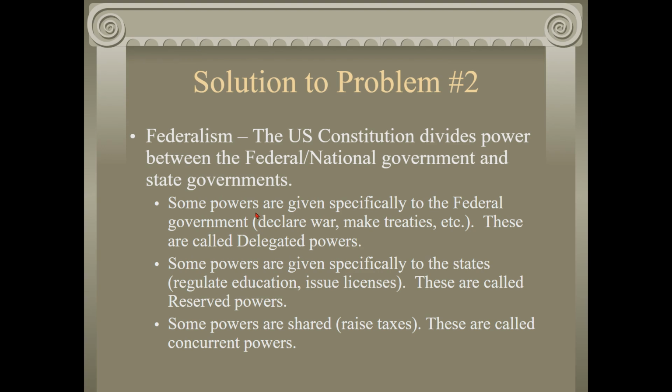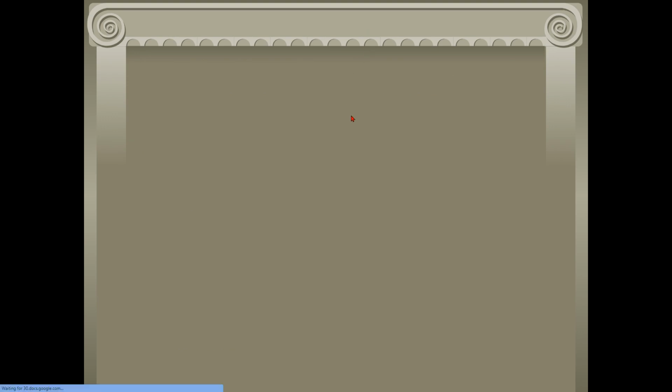And some powers that have to be the same for every state and need to be unified on a national level are called delegated powers. And that's how we should split up powers under federalism.